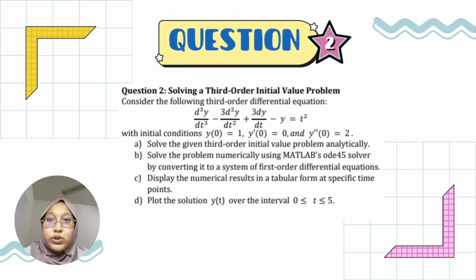So for question 2, this question is all about solving a third order initial value problem. There is a given ODE with the power of 3, with 4 different parts: A, solve the given third order initial value problem analytically; B, solve the problem numerically using the MATLAB ODE45 solver by converting it to a system of first order differential equations; C, display the numerical result in tabular form at specific time points; and lastly, plot the solution y(t) over the interval 0 ≤ t ≤ 5.